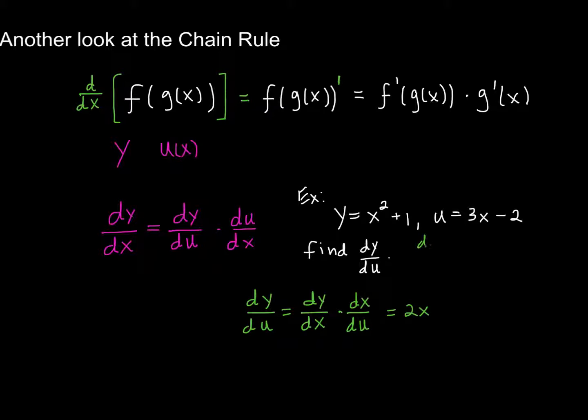We'll take du/dx here, the derivative of u with respect to x, and that's simply going to be 3. Which means, of course, that if I take dx/du, that's the reciprocal, or 1/3. Which means that this piece over here is 1/3, and so I have 2x times 1/3, which leaves me with 2/3 x. And that's the derivative of y with respect to u.